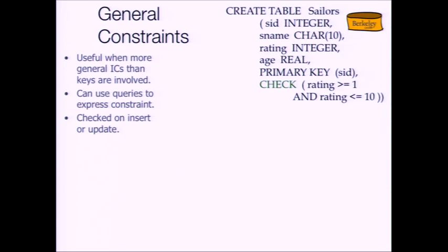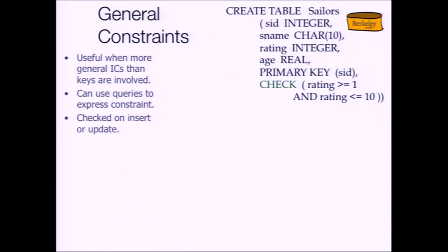So if you can see here, we created the table sailors. It's got the stuff that the sailors table has. The primary key is the sailor ID. And we want to check, though, that the rating is between 1 and 10, right? So you're not allowed to have a sailor whose rating is 11 or 0 or -5, okay?